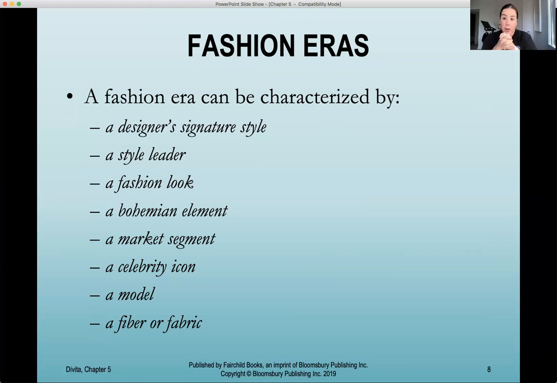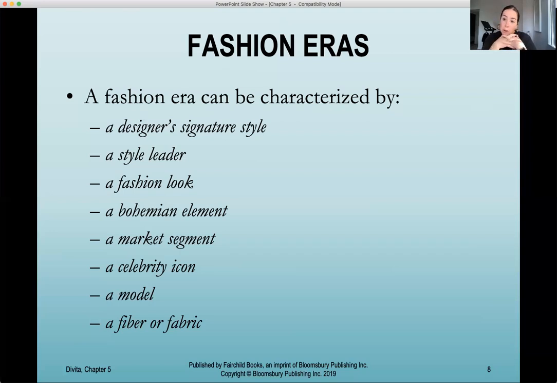A style leader. We can talk about Kim Kardashian and the Balenciaga looks, right? A lot of people are over it, myself included, but it's a huge influence on this era of fashion, right? That look, that brand, her influence in fashion, is really important.